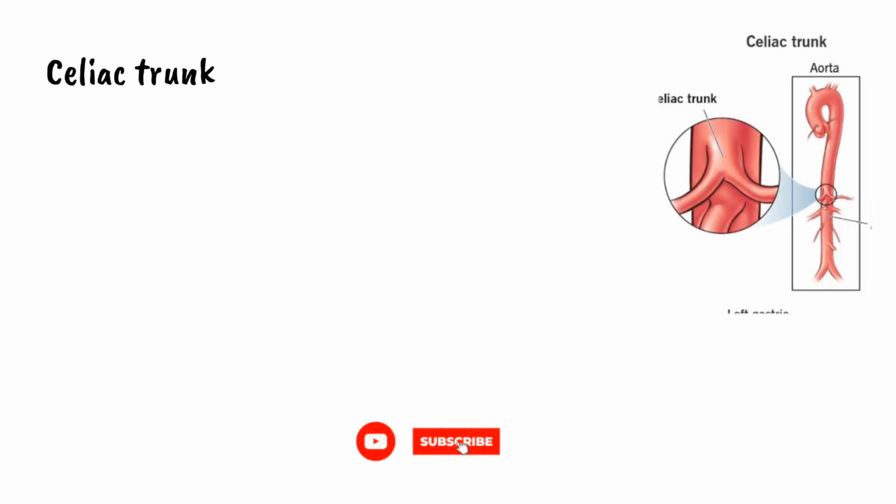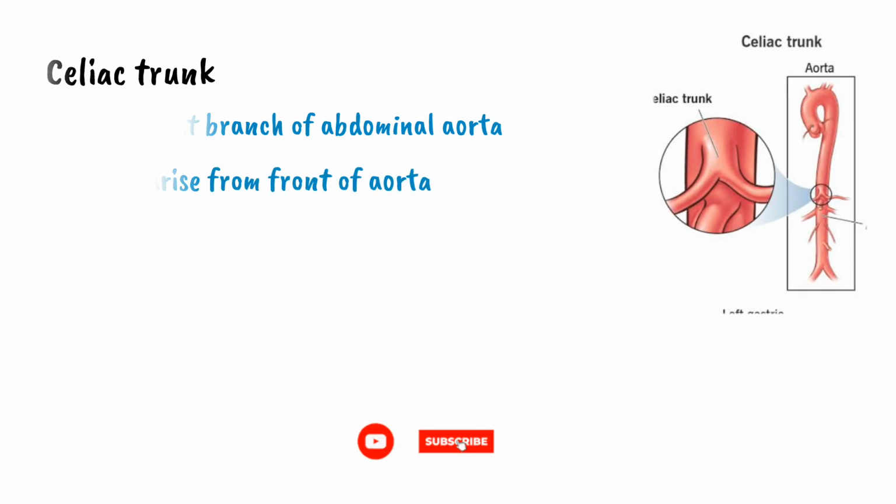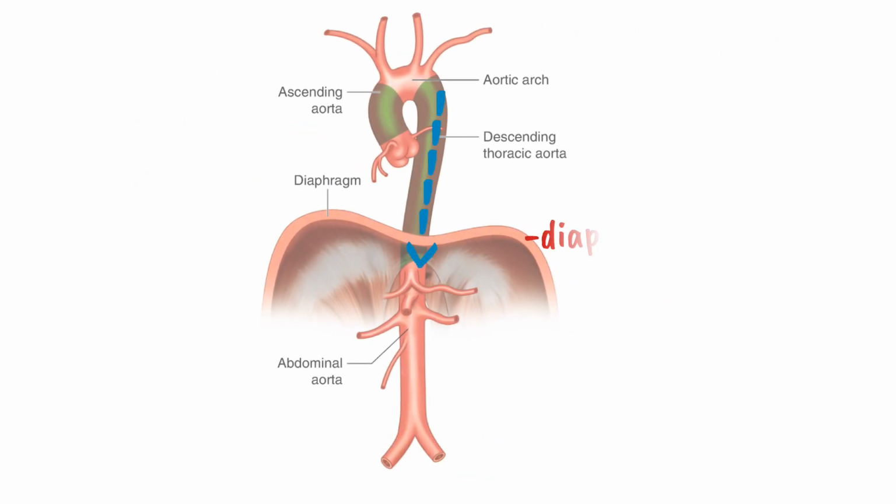Let's discuss the celiac trunk. The celiac trunk is the first branch of the abdominal aorta, which arises from the front of the abdominal aorta. When the aorta passes through the opening in the diaphragm at the level of T12, immediately after passing through the diaphragm, it gives one anterior branch called the celiac trunk.